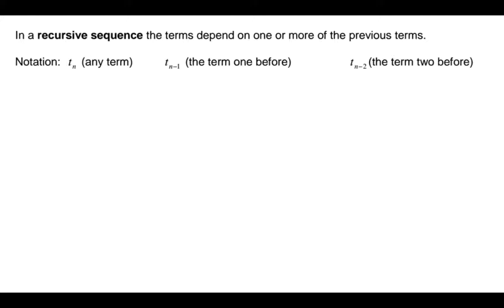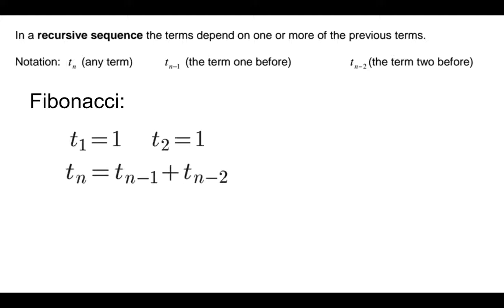Some really key notation here is that Tn is any term, just like in the general term formula. Tn minus 1 is the term before, and Tn minus 2 is the term 2 before. Notice that it's really helpful if you don't actually sub in n, but you just understand that Tn minus 1, the notation, means the term before. So the Fibonacci sequence would be represented like this: T1 is 1, T2 is 1, we have to say that. And then Tn is the sum of the two terms before, Tn minus 1 plus Tn minus 2. So if we add up those two terms, we get Tn.